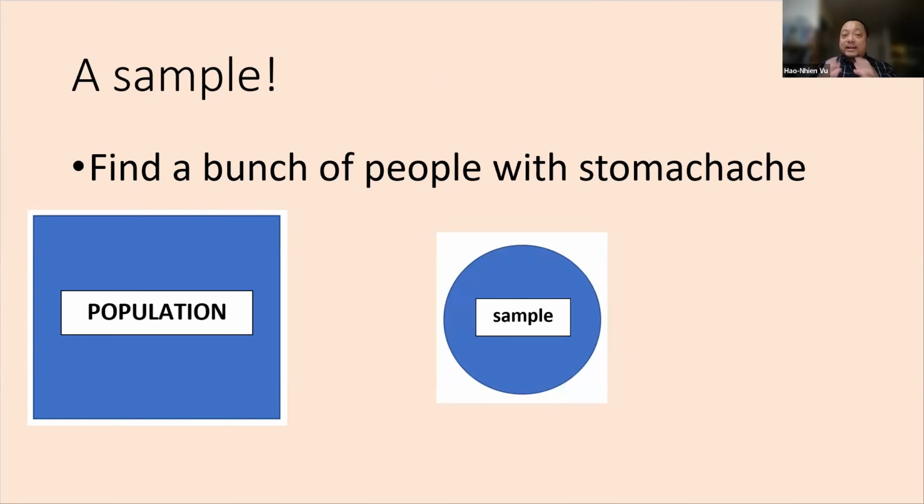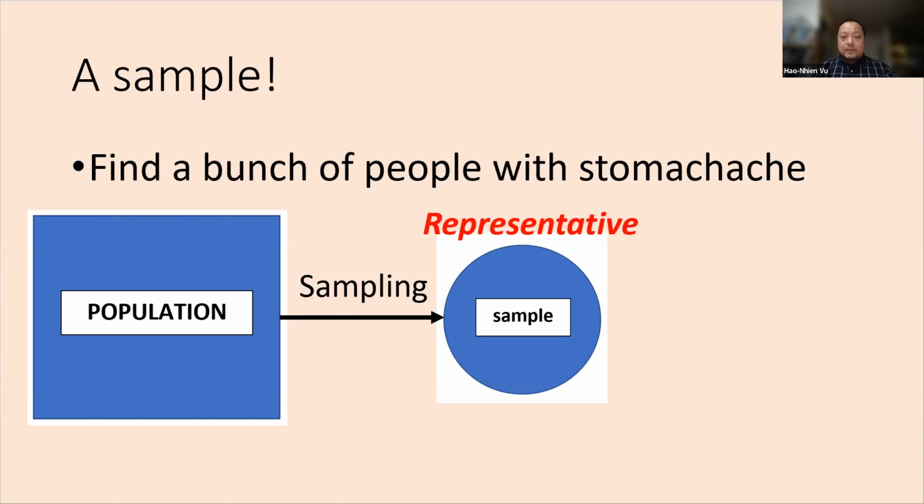What we do instead is to find a smaller group of people, a subset of the population, and we work with them. That's called a sample. A sample is a subset of the population that we will work with. The process of selecting who in the population is in your sample is called sampling. And a good sample should be representative of the population. The good sample should look like the population.